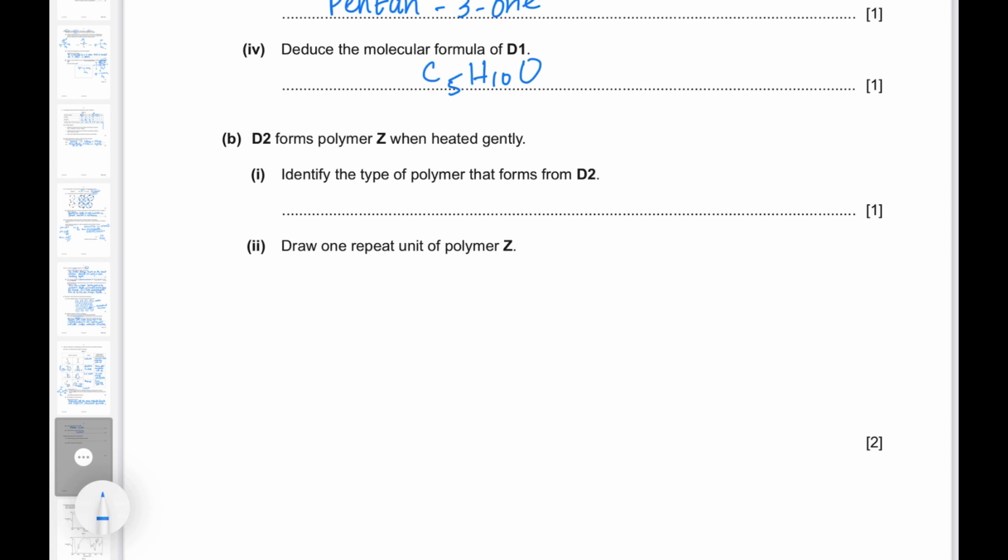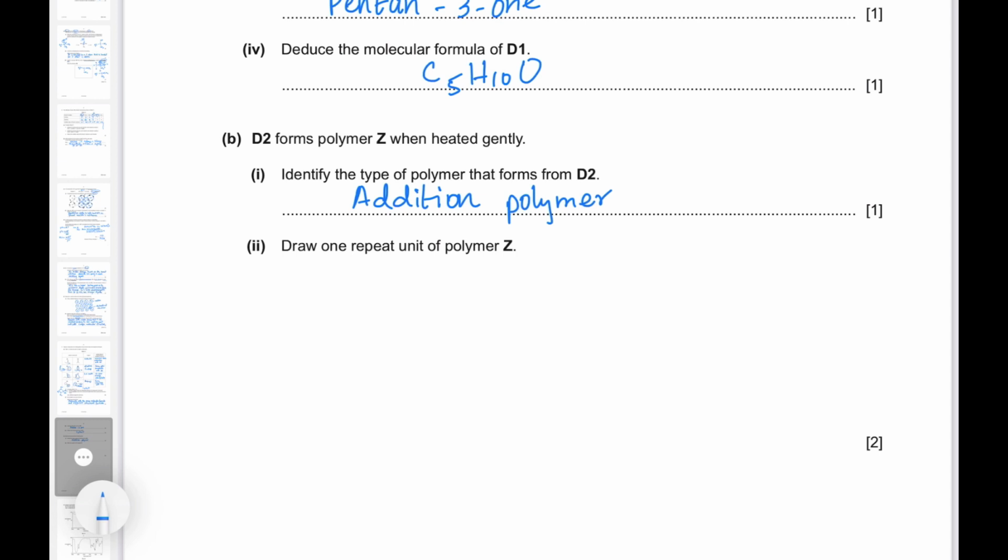B. D2 forms polymer Z when heated gently. Identify the type of polymer that forms from D2. So D2 has an alkene group, which means it forms an addition polymer. Part 2, draw one repeat unit of polymer Z.